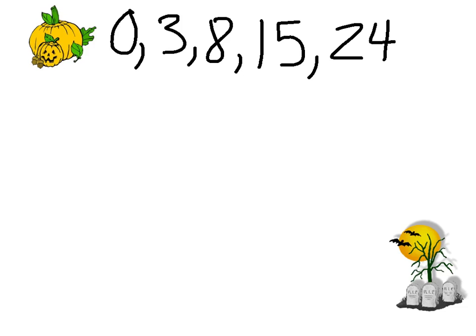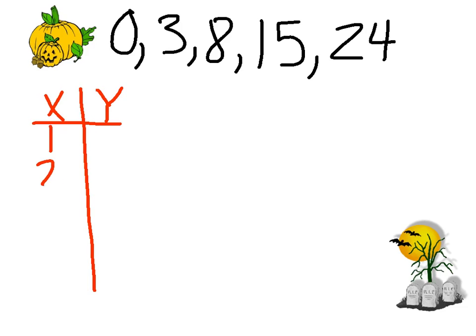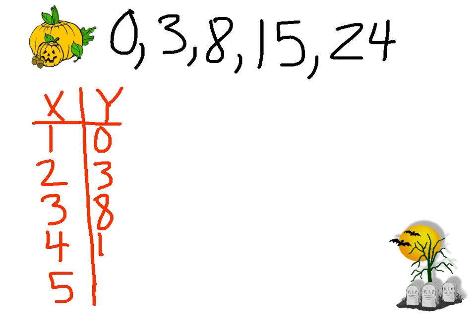Okay, for example 5, we have 0, 3, 8, and 15, and 24. First thing we want to do is make this into a table. For our x's, we have 1, 2, 3, 4, and 5. For our y's, we have 0, 3, 8, 15, and 24.